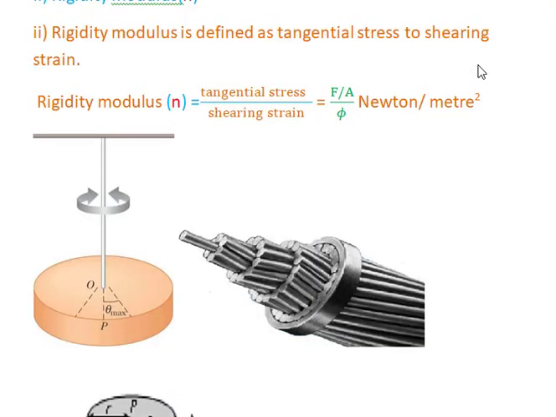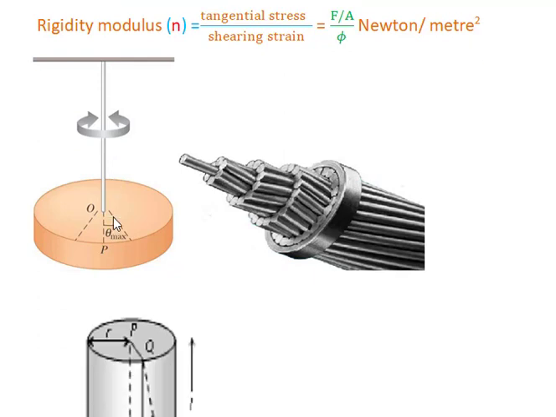You know well that rigidity modulus is defined as tangential stress to shearing strain. The rigidity modulus, indicated by the symbol N, is equal to the tangential stress divided by shearing strain. The stress is nothing but force by area, and the strain is the angle phi.